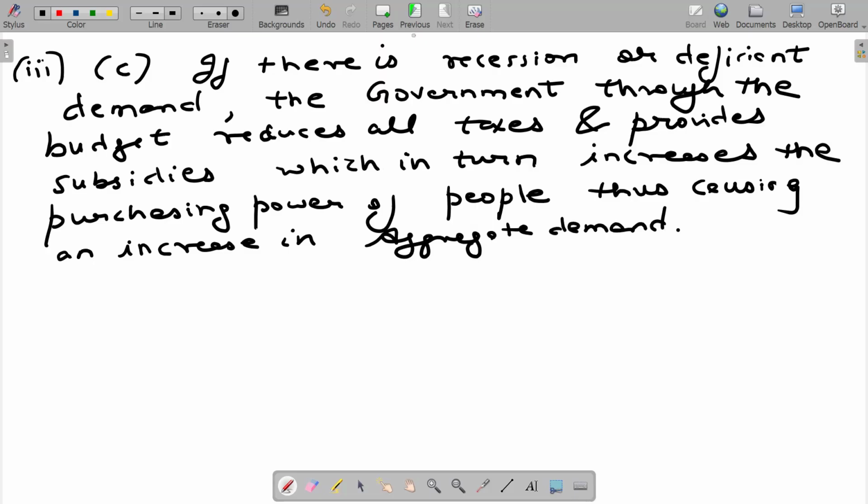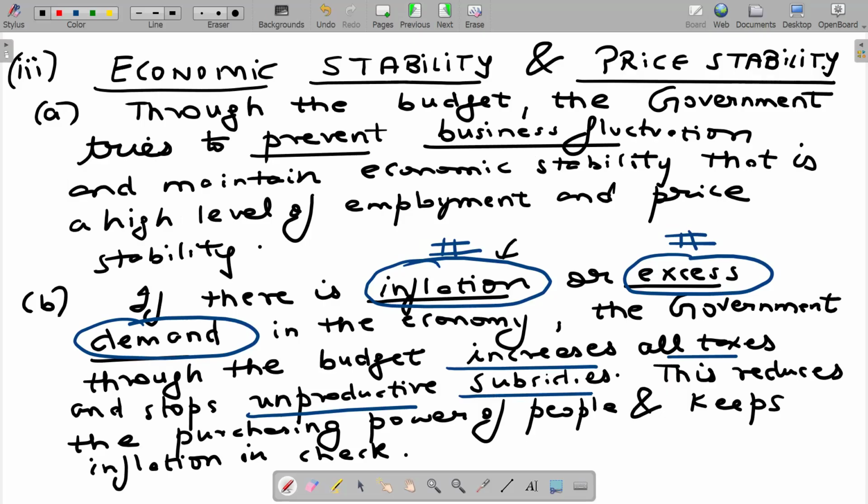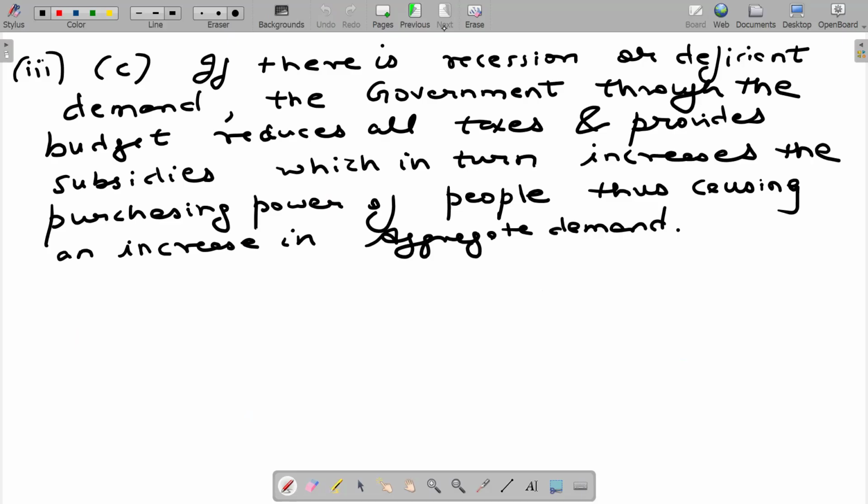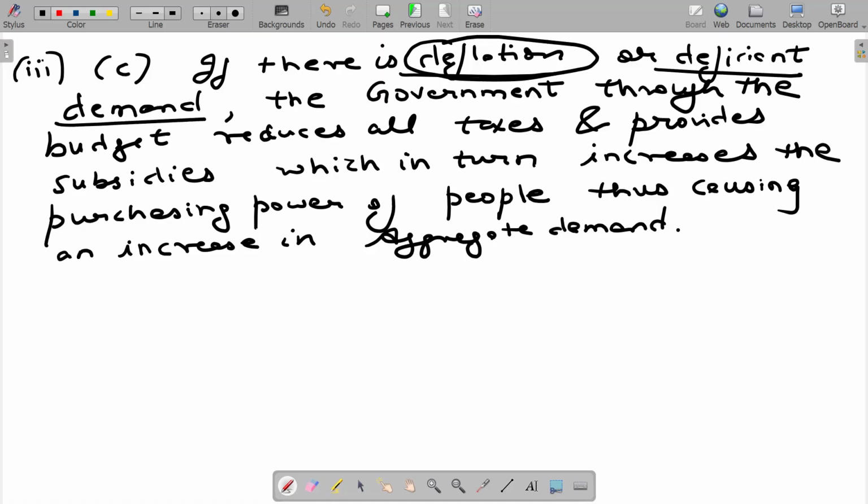Since I used the word inflation, let me use the word deflation instead of a recession. Deflation happens when there is a continuous and persistent fall in prices. Inflation is a continuous and persistent rise in price. Deflation is a continuous or persistent fall in price, when prices fall continuously. Prices fall continuously when there is deficient or lack of demand.